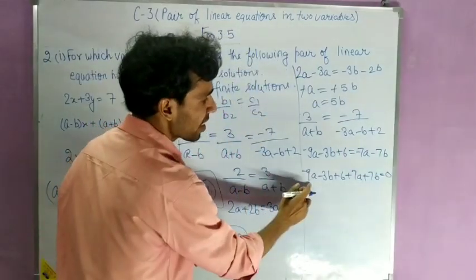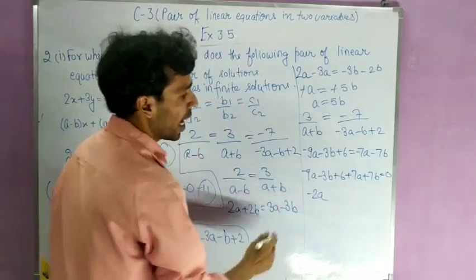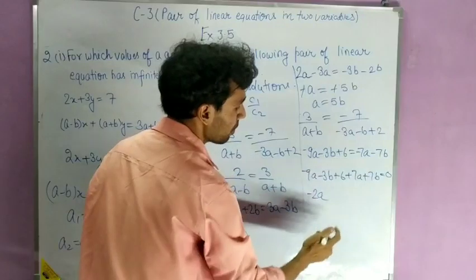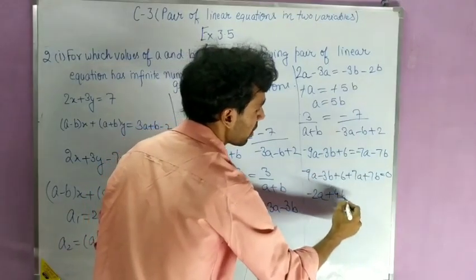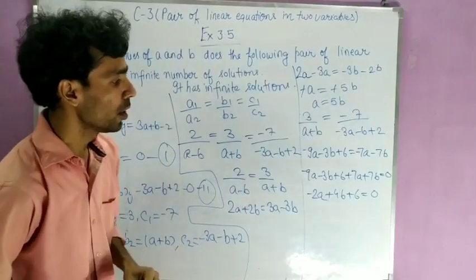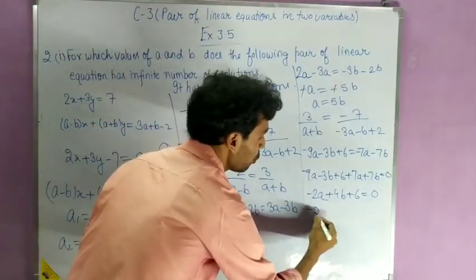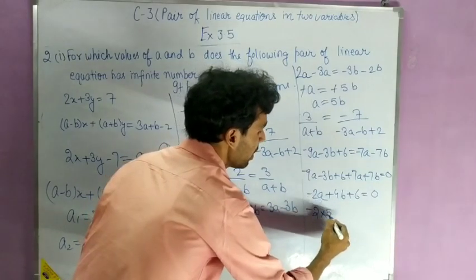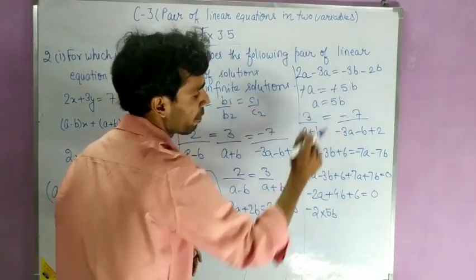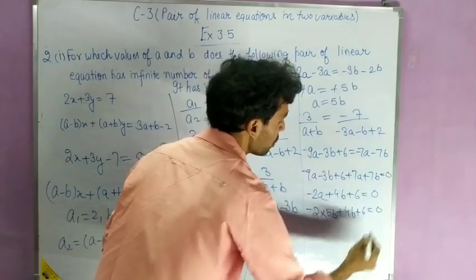Now minus 9a and plus 7a will become minus 2a, and minus 3b plus 7b will become plus 4b, and plus 6 equal to 0. Now put the value of a. So when we put the value of a, 2 into 5b, because the value of a equals 5b, plus 4b plus 6 equal to 0.